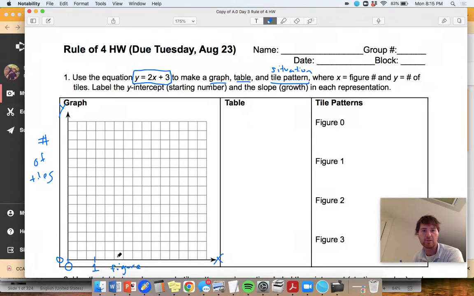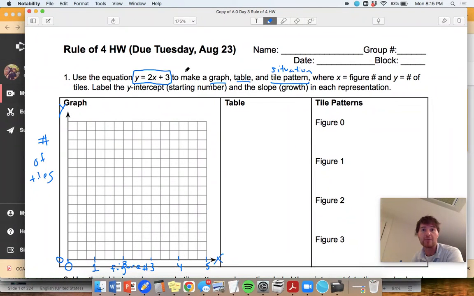So I'm going to go over 3. There's 1. I'm going to go over 1, 2, 3. There's 2 for our figure number. Go over 1, 2, 3. There's 3. And why the heck not? We'll keep going. 1, 2, 3. There's 4. And then 1, 2, 3, there's 5. Sure, that's going to be enough to graph. We'll see what the first 5 figure numbers look like in terms of their number of tiles. We'll get to all that later.